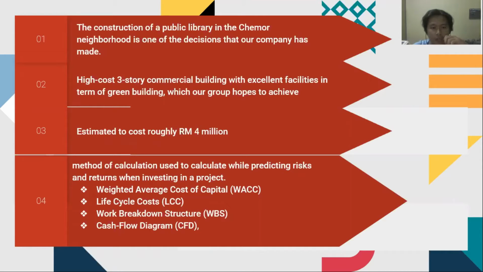The methods of calculation used to calculate while predicting risk and return when investing in a project are 4 things. First one is weighted average cost of capital, WACC, life cycle cost, LCC, work breakdown structure, WBS, and cash flow diagram.